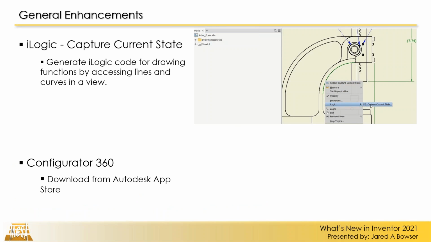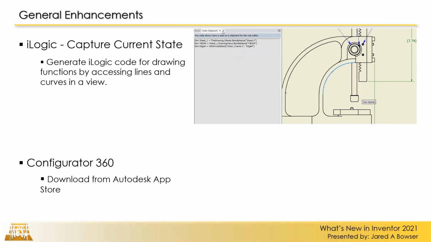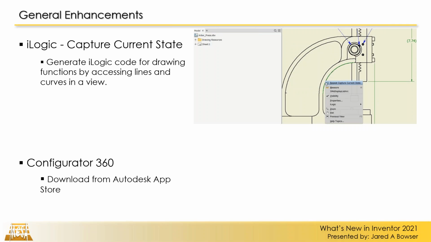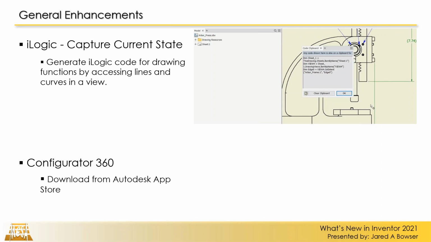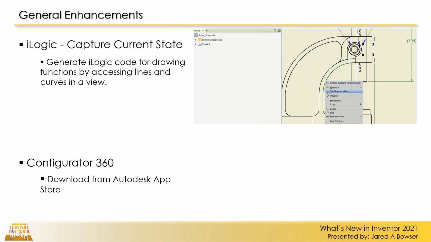A new update on the iLogic side is to capture the current state. And you can see what we're doing here on the drawing side of this is accessing information about the edge that's highlighted there, which is then going to allow us later on down the road to build code around that to dimension to it, for example, or to use that in the dimension setting.